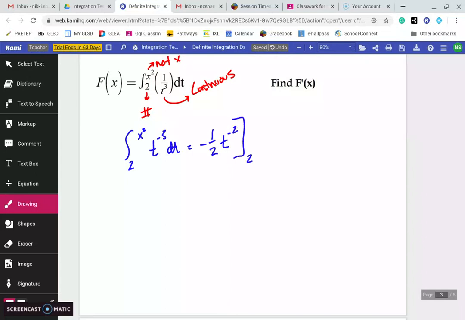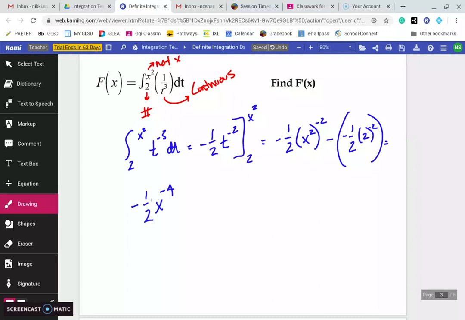And then we're going to take it from 2 to x squared, just like we did last week. So I'll have 1/2 x squared to the negative second minus negative 1/2 times 2 to the negative second. So this will be negative 1/2 x to the negative fourth, because whenever you raise an exponent to another exponent, you multiply. And then 2 to the negative second is actually 1/4, so this is going to become plus 1/8, because 1/4 times 1/2 is 1/8, and negative times a negative becomes positive.